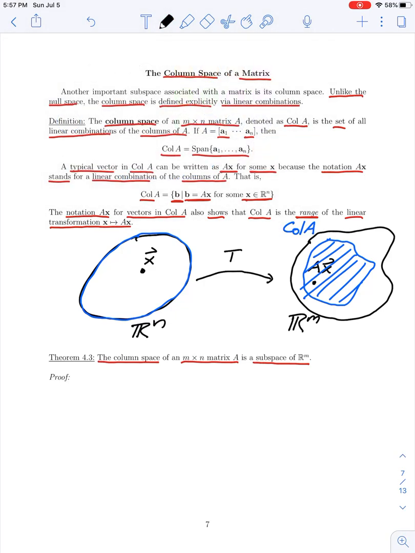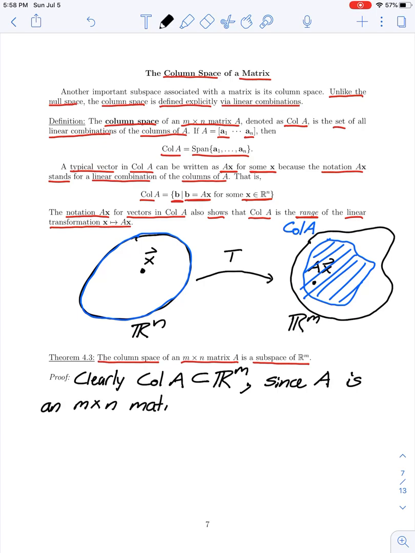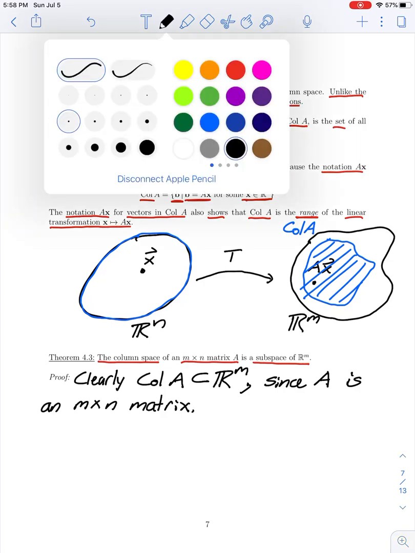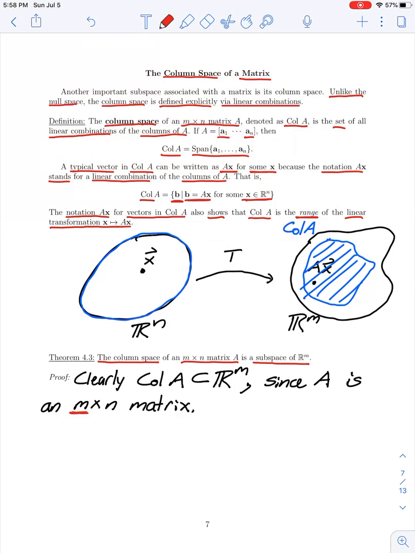So here, we can say clearly the column space of an m by n matrix A is a subset of Rm, since A is an m by n matrix. When I take an m by n matrix and multiply by an n by 1 column vector, the result is an m by 1 vector, so the column space must be a subset of Rm.